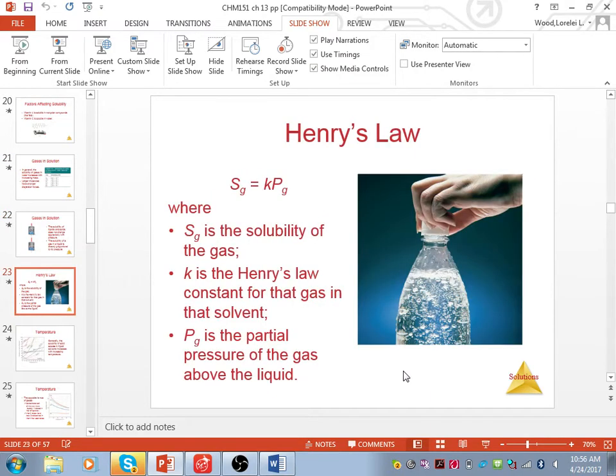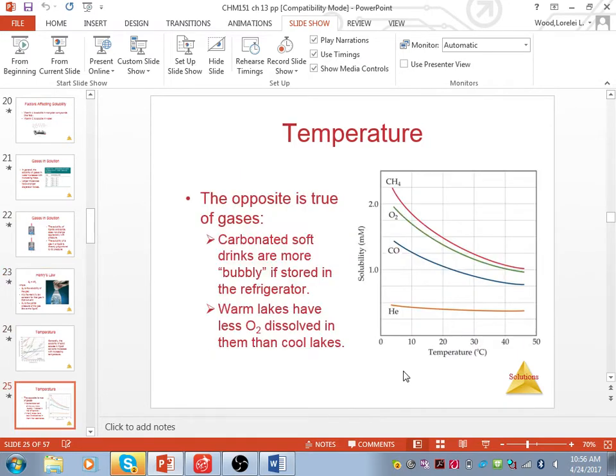If we look at gas solubility decreasing as a result of increasing the temperature, this makes sense why trout like very cold streams.